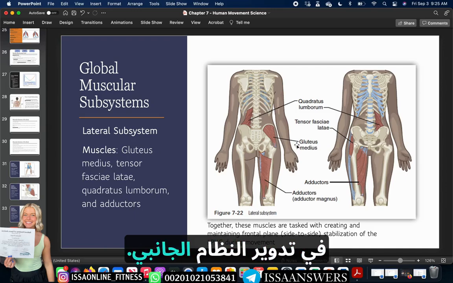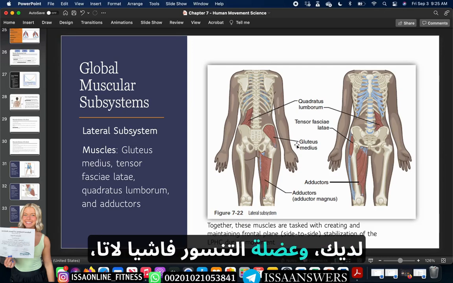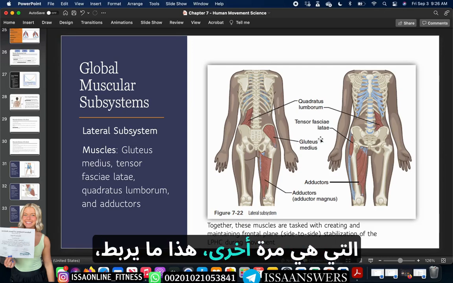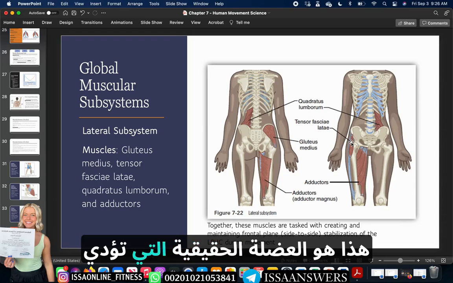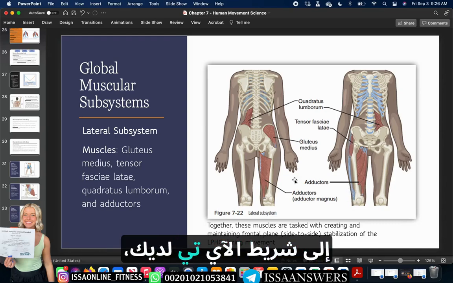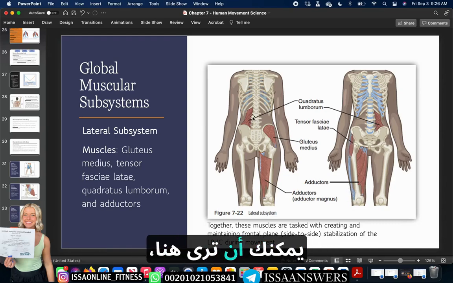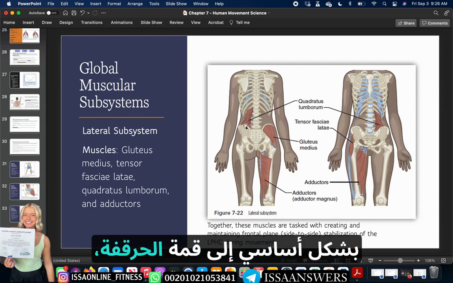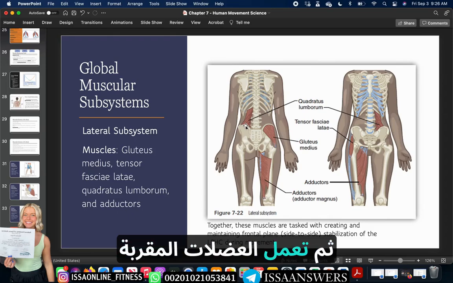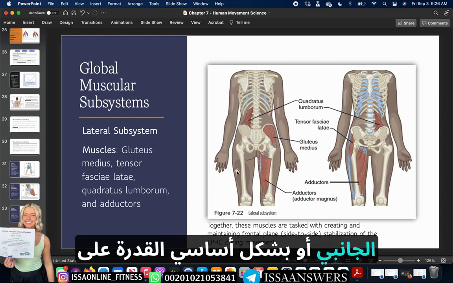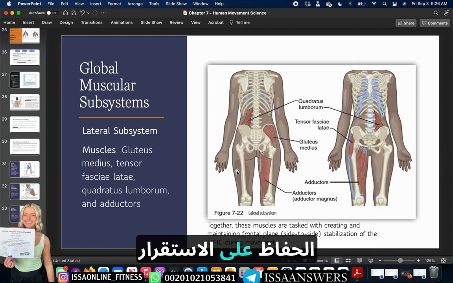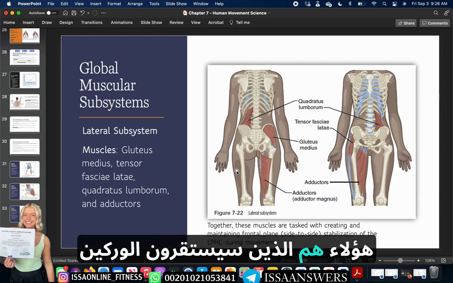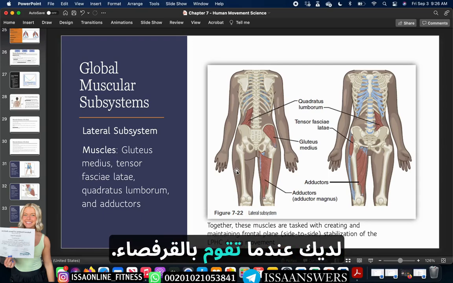The lateral subsystem, you look at your gluteus medius, your TFL, your tensor fascia lata, which is the true muscle that then leads into your IT band. Your quadratus lumborum, you can see here, connects the spine down to the top part of the ilium, the iliac crest. And then your adductors all work on the lateral, or basically being able to maintain side-to-side stabilization. When you squat down, these are what are going to stabilize your hips.